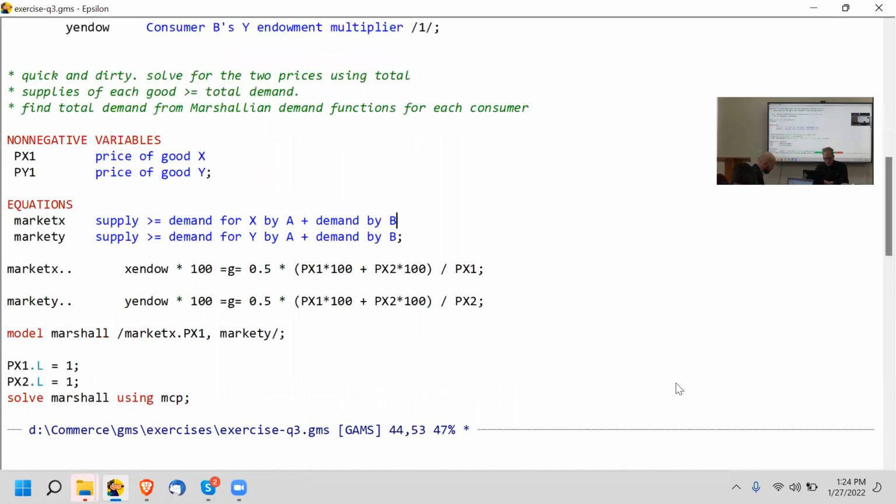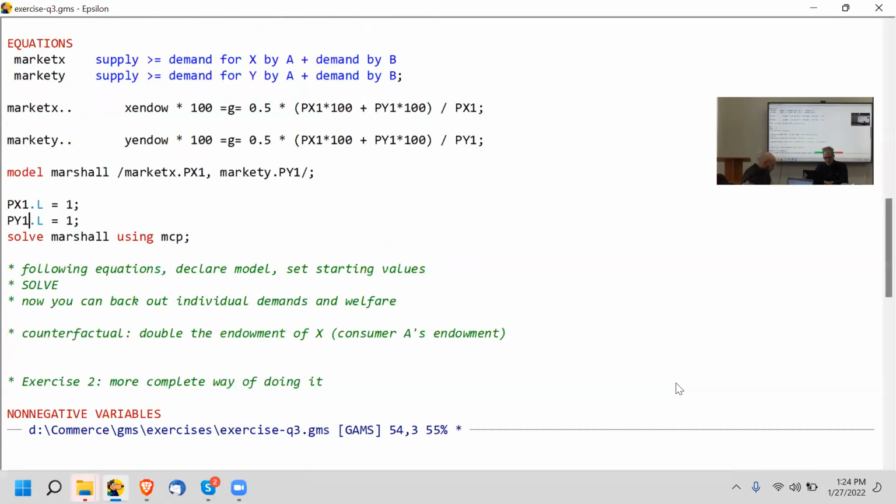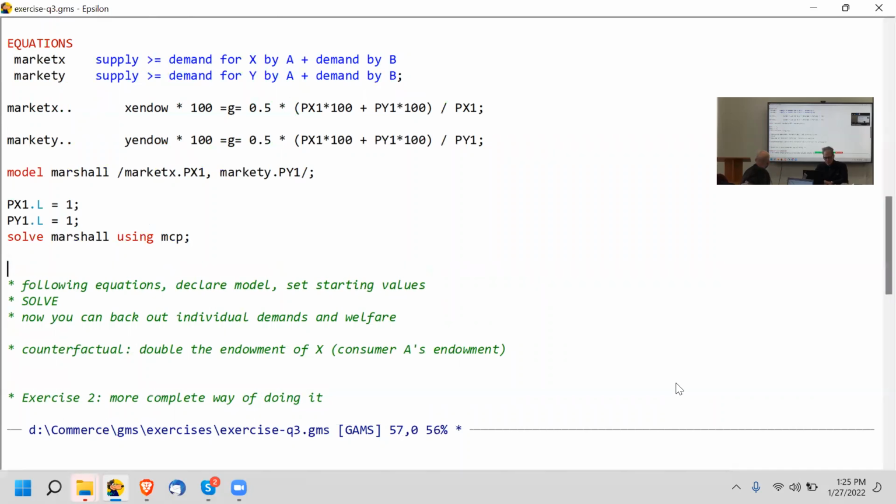Oh, PY1, okay, I'm sorry. This should be PY1, so he has a different price and is keeping track. It's not PA, I see, it's PY1. So this is model number 1, and this will be market Y with PY1. I think we're going to do another one. We have the general one for him. So that's Marshall using MCP, and let's stop at that point and see.